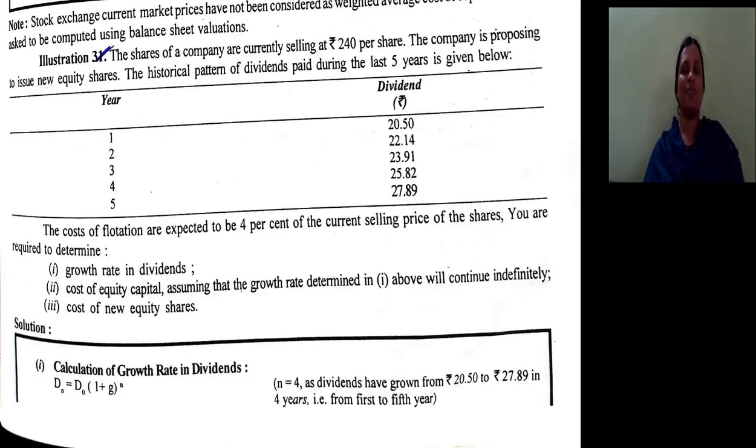The shares of the company are currently selling at rupees 240 per share. This is the current market price. The company is proposing to issue new equity shares. The historical pattern of dividend paid during the last 5 years is given below. So the company decides to issue new shares, and what the company paid to the existing equity shareholders over the last 5 years is given in the form of a statement.